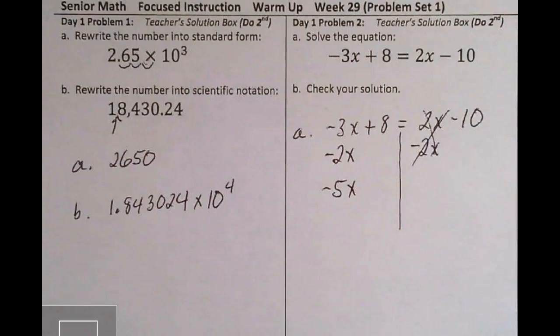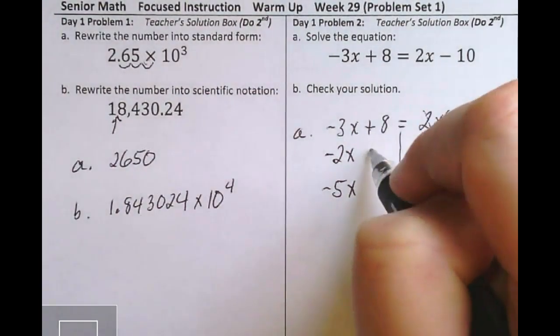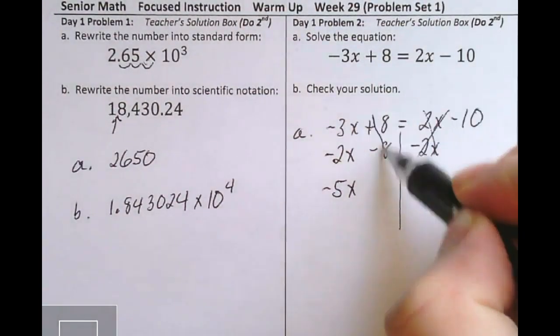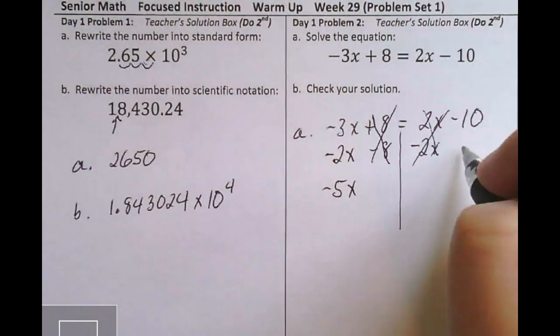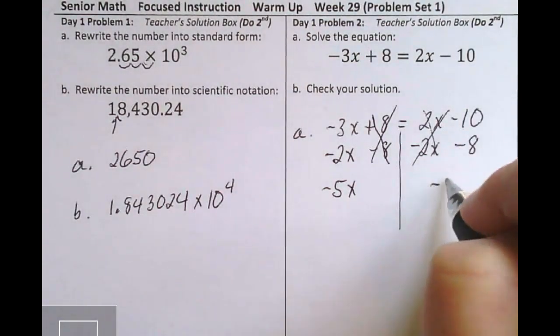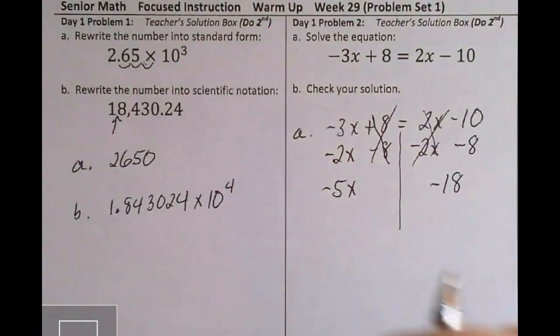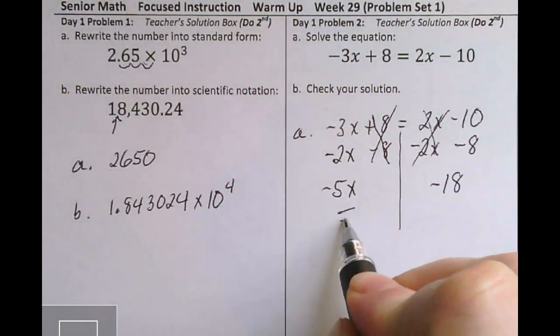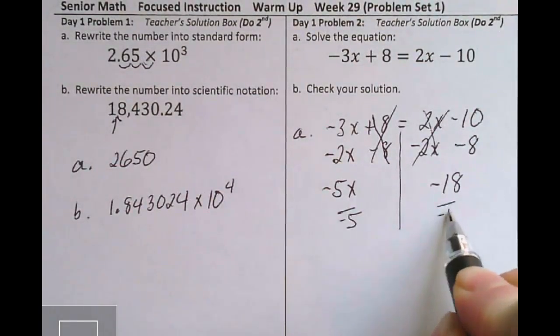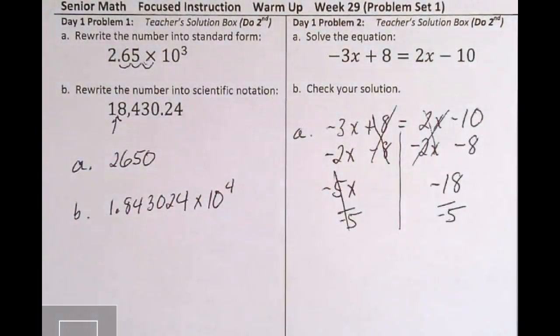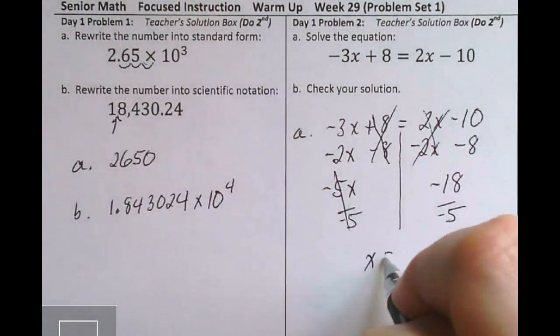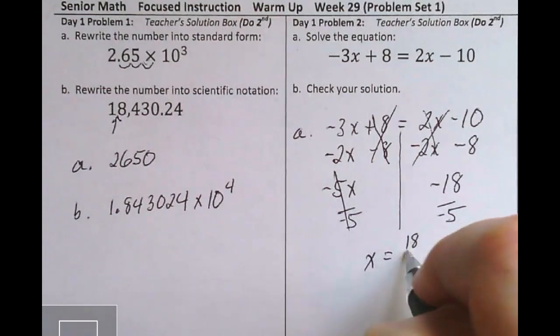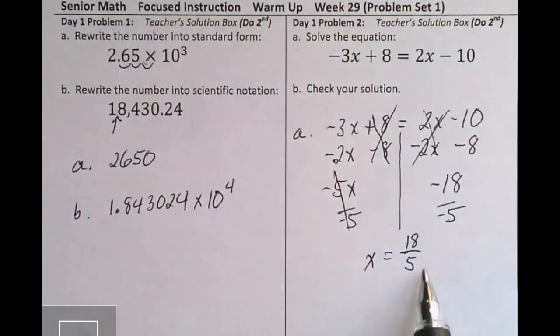Okay, now let's move the constant term. Under the plus 8, subtract 8. That will remove that constant term. And over here, subtract 8, and that creates negative 18. And then we can divide by the coefficient of x to remove it. So x is equal to 18/5, or a mixed number or a decimal for this fraction.